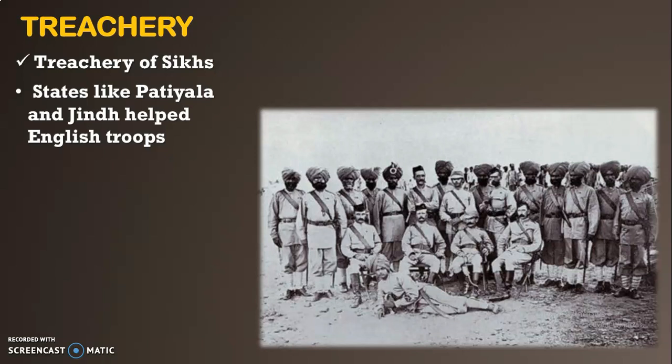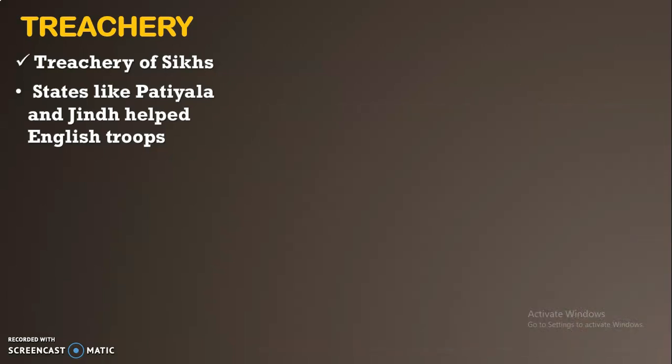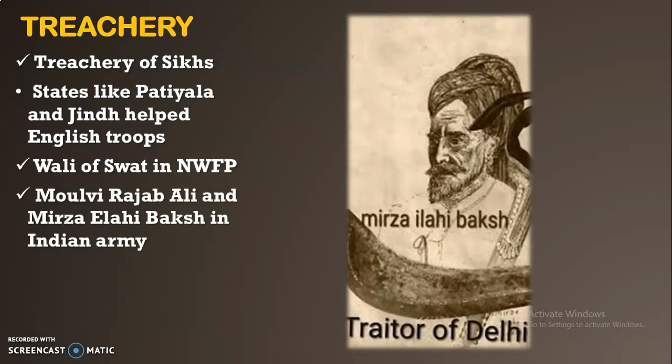towards their own countrymen. Sikh states like Patiala and Jind helped the English troops in crushing the native disturbance in Punjab. On the other hand, when we talk about the North-West Frontier Province, there were certain feudal lords like the Wali of Swat who displayed his alliance to the allied ruler. And when we talk about the Indian army, there were some traitors like Maulvi Rajab Ali and Mirza Ilahi Baksh who were honored and awarded with affluence for providing information to the British about the whereabouts of the Indian emperor.